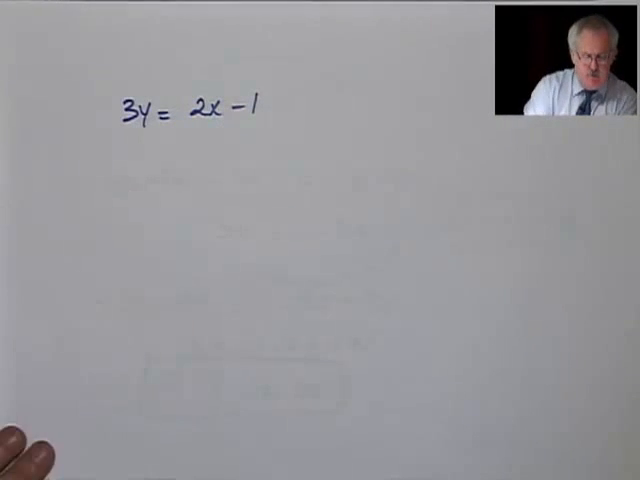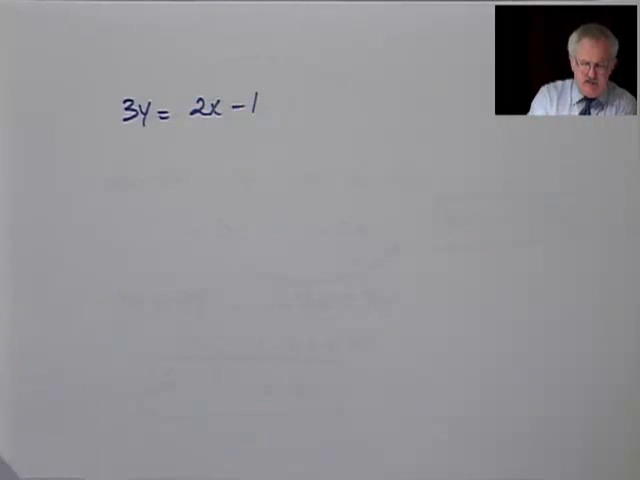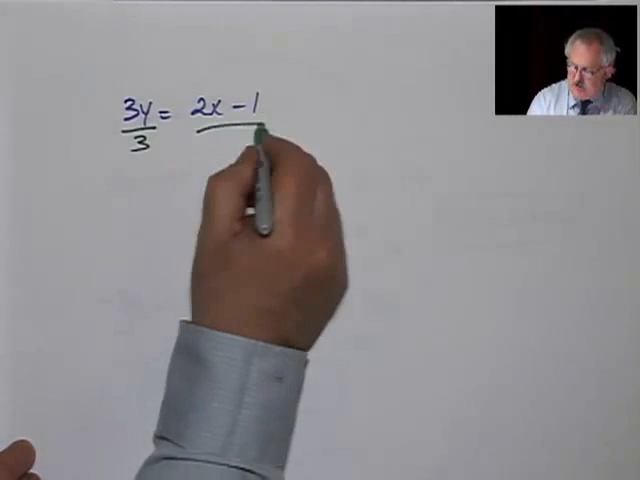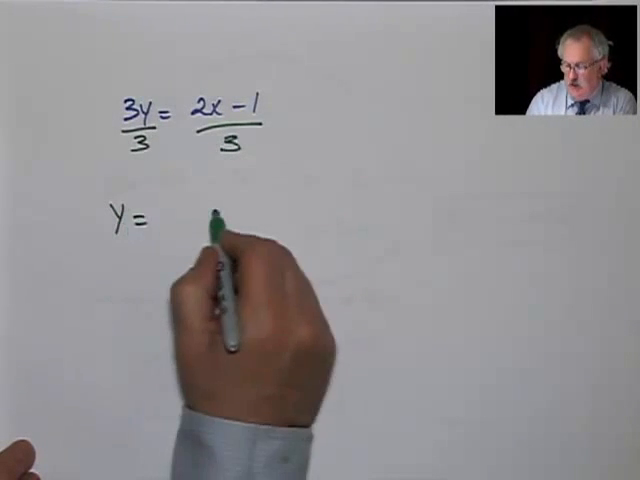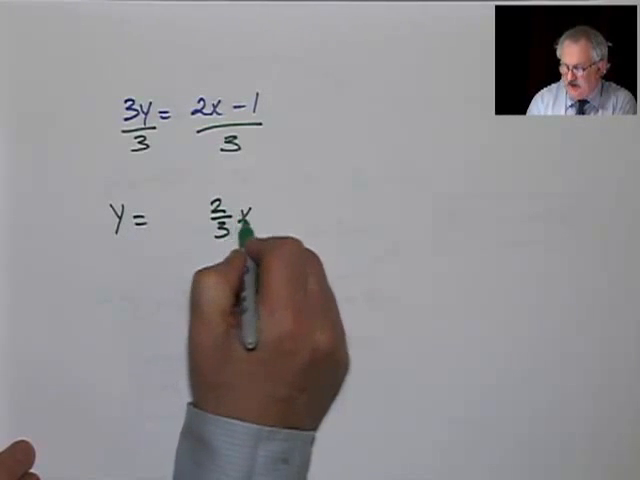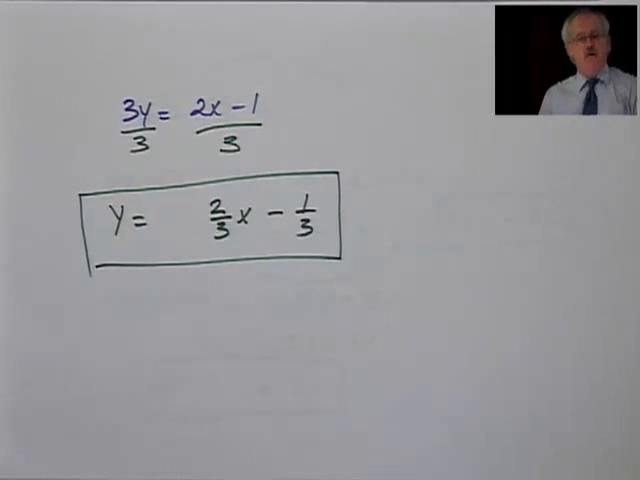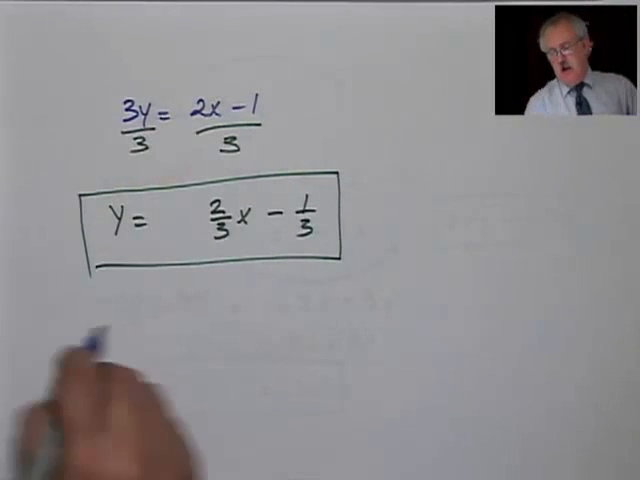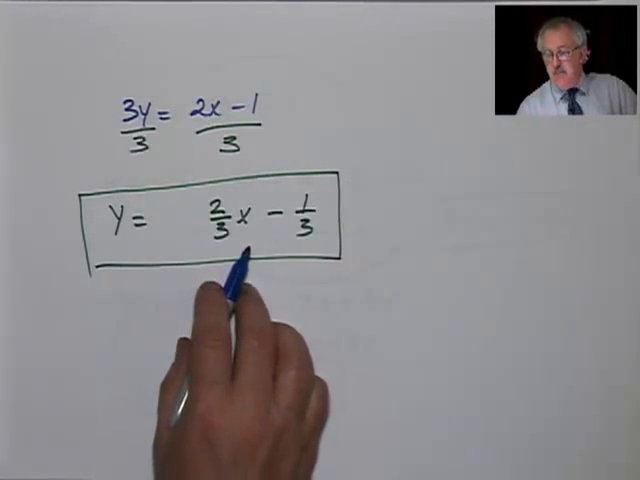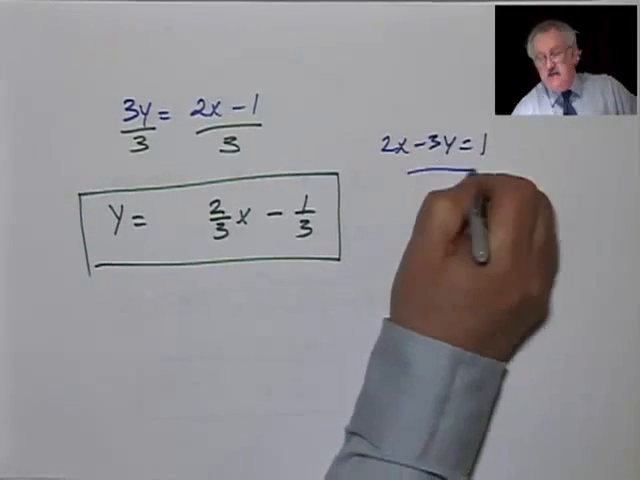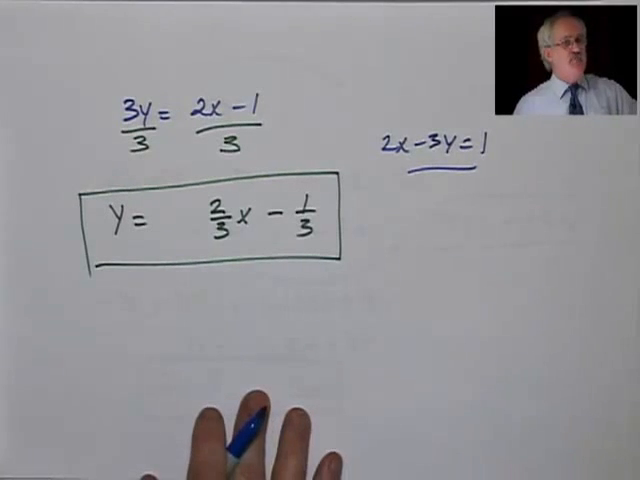But I'm not fond of the number 3. I'd prefer if that 3 wasn't there. How do you get rid of a multiplication? Just divide. So y is equal to 2 over 3x minus 1 over 3. That's the equation of the line. That's another way of writing the same equation as 2x minus 3y is 1. It's exactly the same equation. I just moved things around.